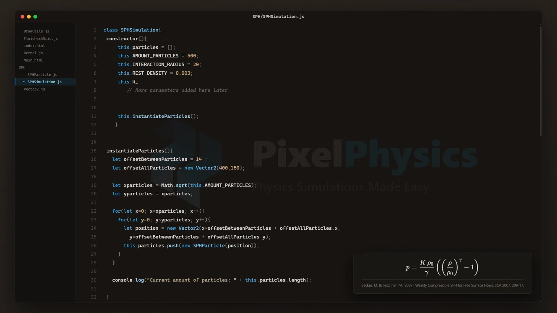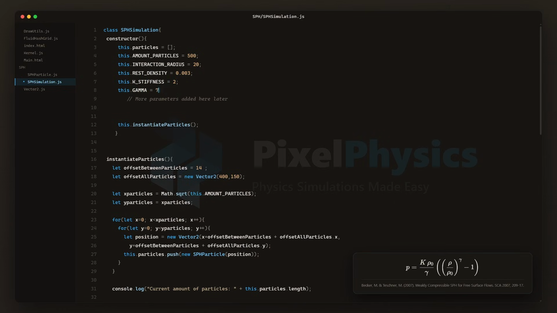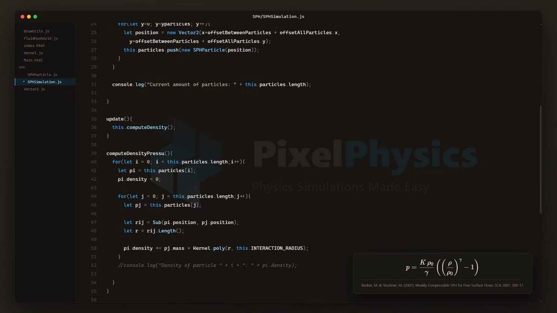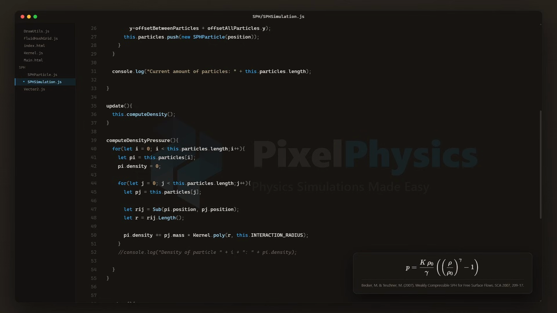So let's add the rest density. This one is 0.003. Then the stiffness, I set it to 2, and then the gamma. I will set this one to 7. And now our method does 2 jobs, so it gets a new name. We will add the word pressure to the end of compute density. And of course, we have to change the name in the update method too to compute density pressure. So let's do that. And then we can start implementing the Tait equation.